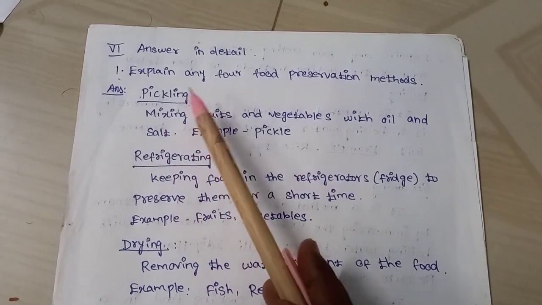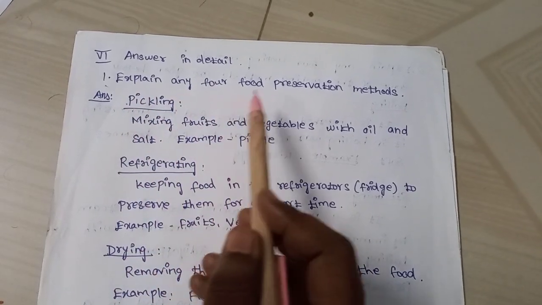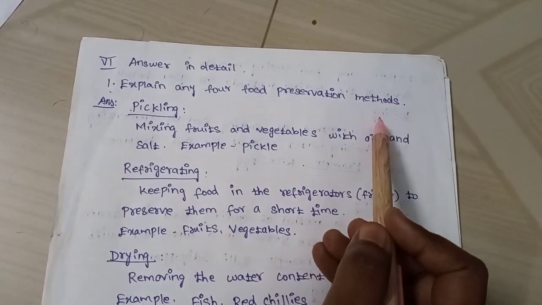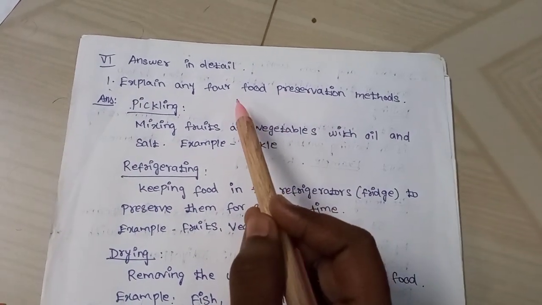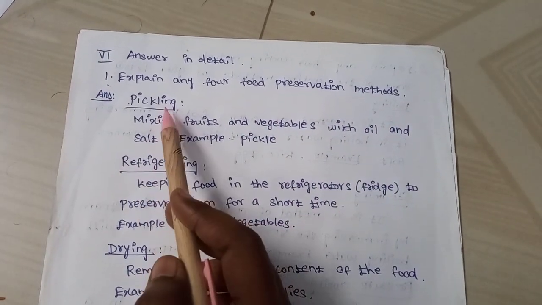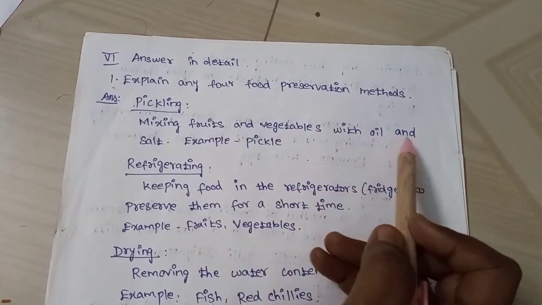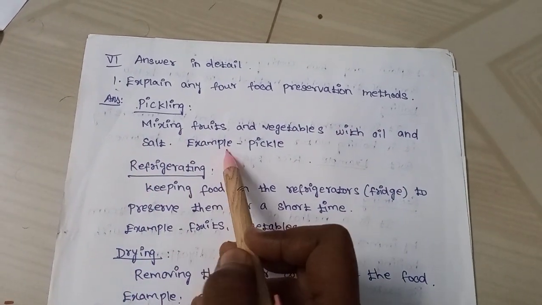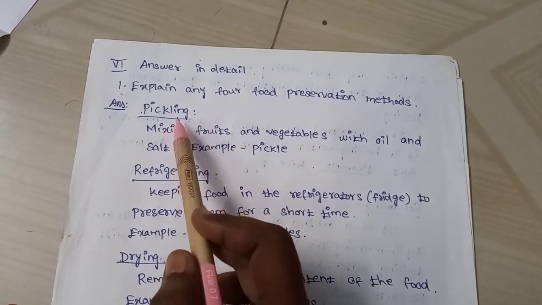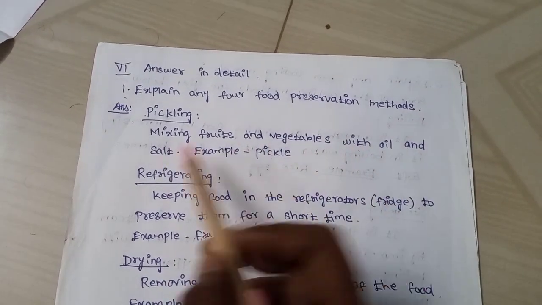So answer in detail. First question, explain any 4 food preservation methods. Okay, we have to explain 4 food preservation methods. Answer, first one, pickling, mixing fruits and vegetables with oil and salt. Example, pickle.